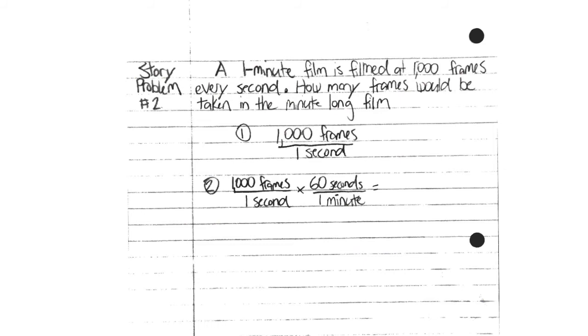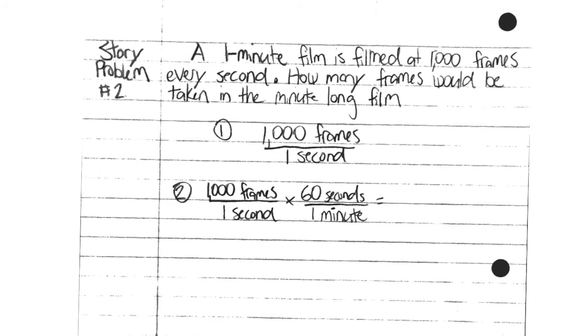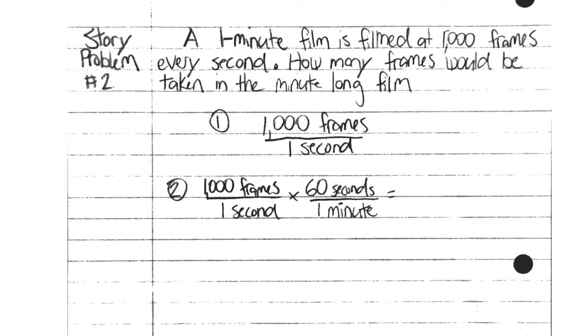Okay, my second story here is about a movie. It says a 1-minute film is filmed at 1,000 frames every second. 1,000 frames is like little flashes of picture, so it's like a bunch of pictures put together to make the movie. So 1,000 frames every second. How many frames would be taken in the minute-long film?